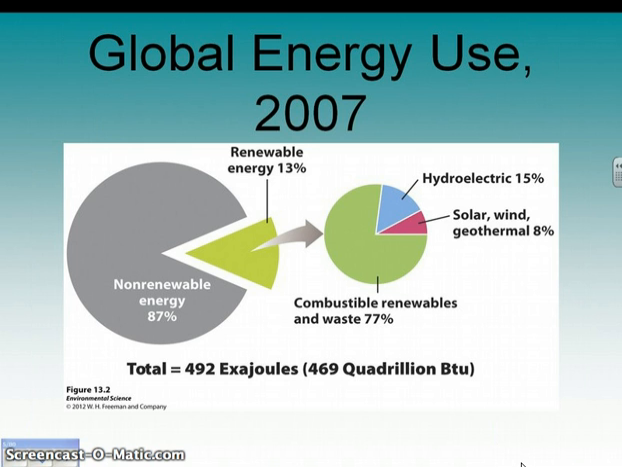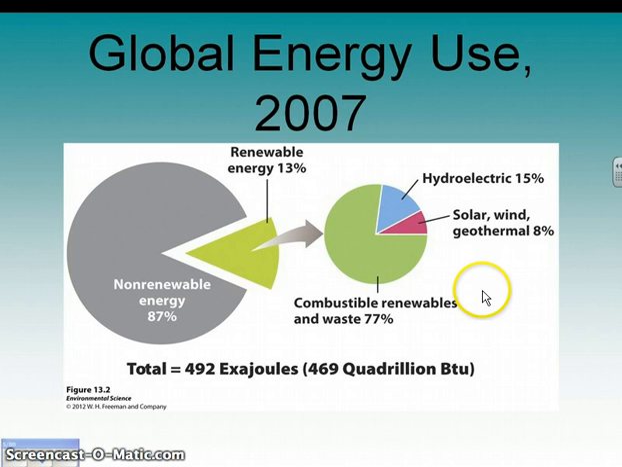This graph here, Figure 13.2, shows us total global energy use in 2007. Of the 492 exajoules of energy used all over the world in 2007, 87% came from non-renewable resources. So only 13% of global energy use came from renewable energy resources. If we break that 13% down, we can see that most of that renewable energy came from combustible renewables and waste. Only a very small fraction, 15%, came from hydroelectric, and only 8% combined from solar, wind, and geothermal.